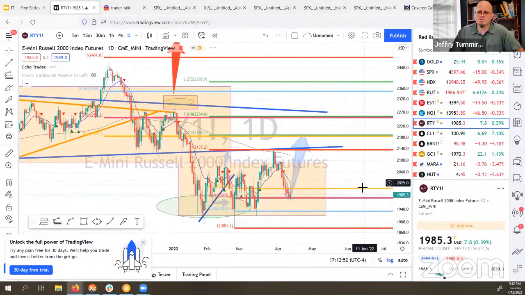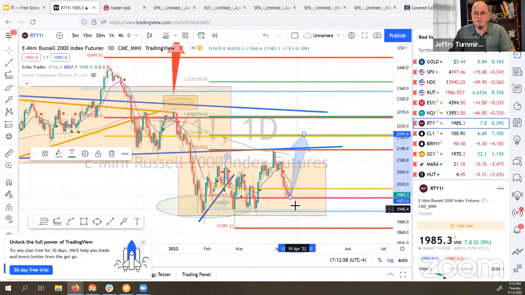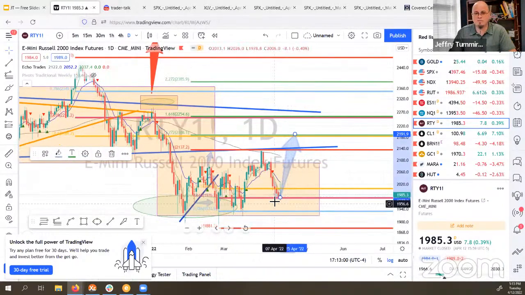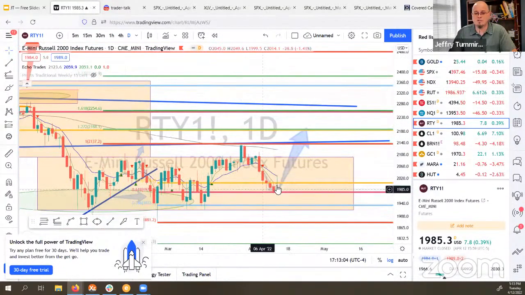Now, Russell, a little bit different. As I mentioned, it did come right down to its 618. I actually got there yesterday, and I had a green day today. It actually closed green today. So it tried to run higher with the market, but then came back and retraced, but it still got a little green hammer, doji, whatever you want to call it in there. So this one is set to bounce.